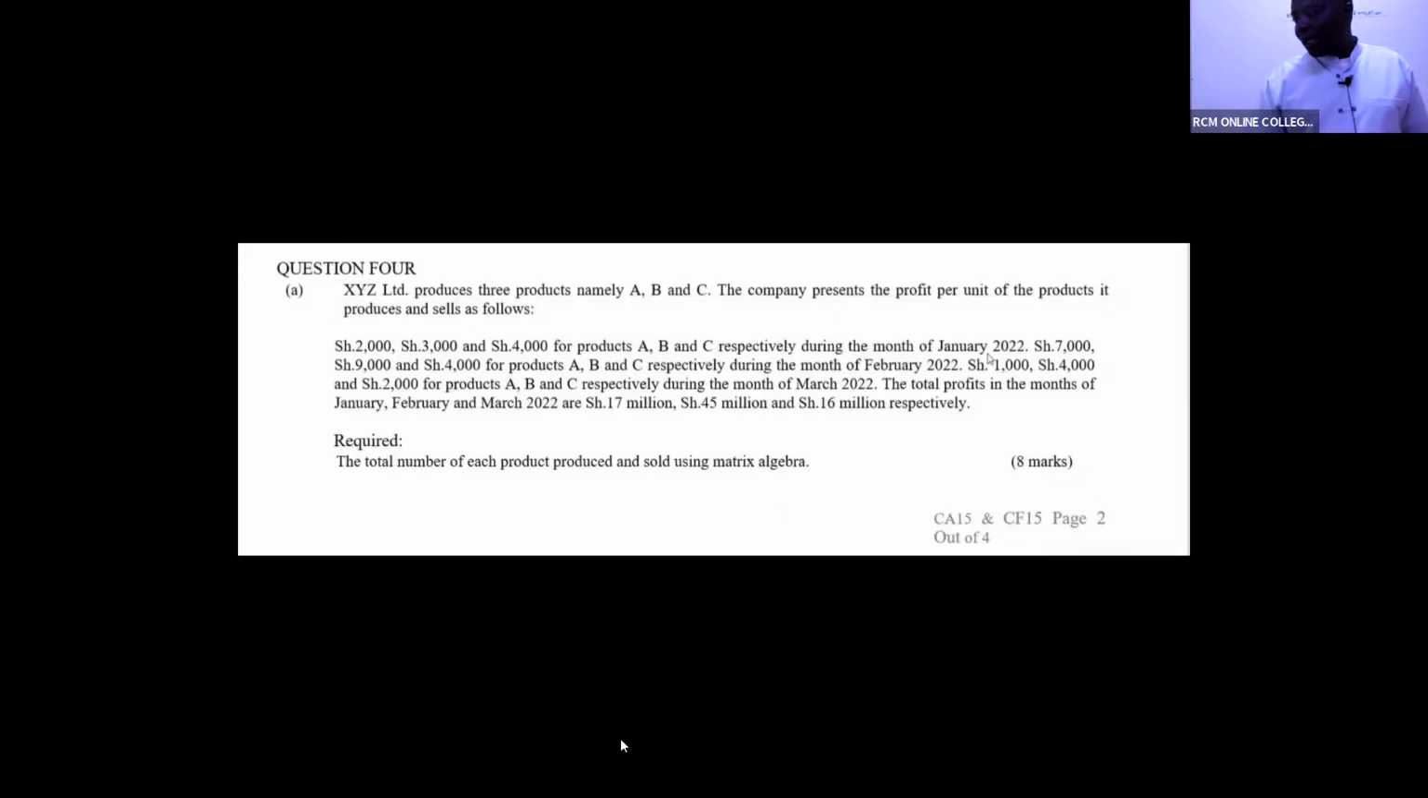The total profits in the months of January, February, and March are 17, 45, and 16 million respectively. They want us to give them the total number of each product produced and sold using matrix algebra, for 8 marks. If you get this kind of question, ladies and gentlemen, what shall you be able to do? This is what we shall do, my good students.